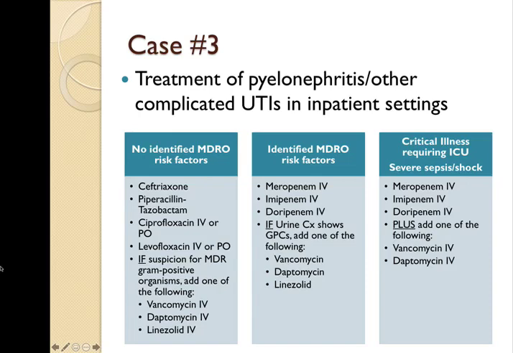In the patients with or without multi-drug resistant risk factors that have severe sepsis or shock, presumably due to urosepsis, the recommendations are actually to start with carbapenem therapy plus add coverage including gram-positive organisms. But I think that would also be consistent with severe sepsis and shock guidelines.